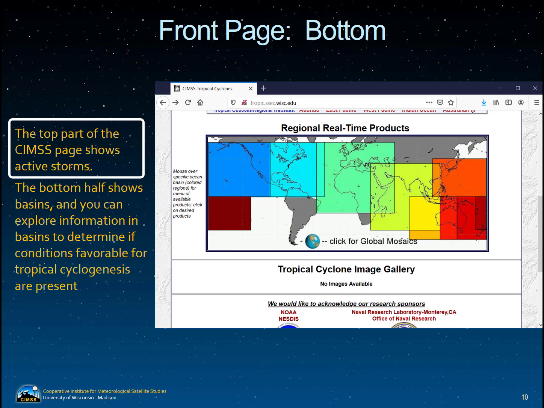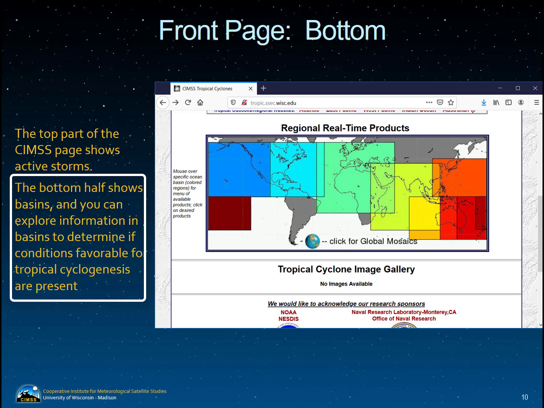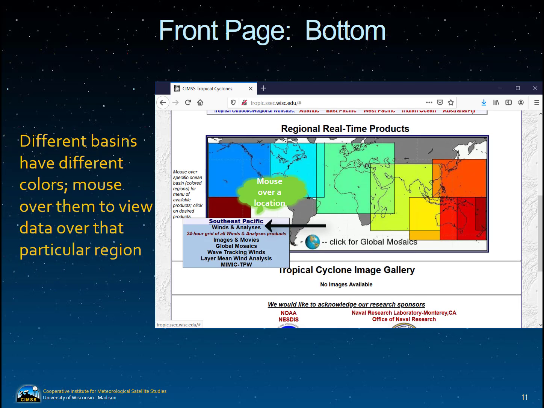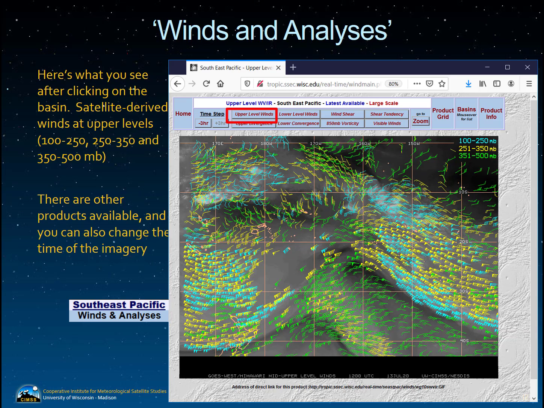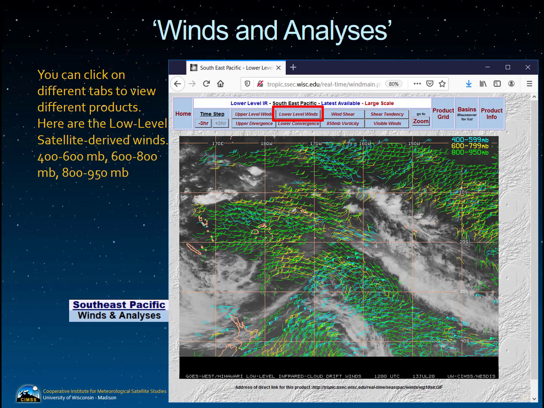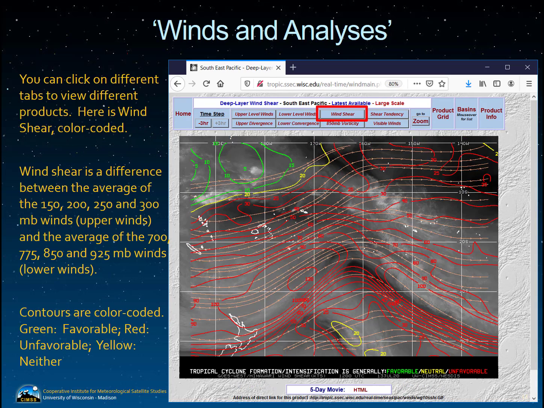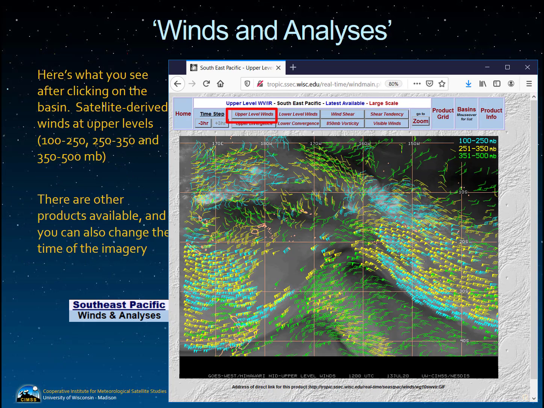The top part of the CIMSS page shows active storms. If you scroll down, you see basins, and you can explore information in basins to determine if conditions favorable to tropical cyclones are present. Mouse over the location and click on Winds and Analyses, and you get information that looks like this. Notice all the different things you can look at: upper level winds, lower level winds, wind shear, other things as well. The upper level winds, you have 3 different colors: 100 to 250 millibar, 251 to 350 millibar, and 351 to 500 millibars.